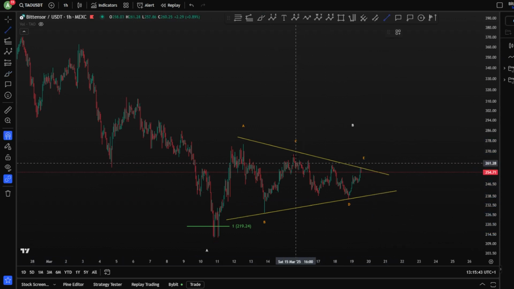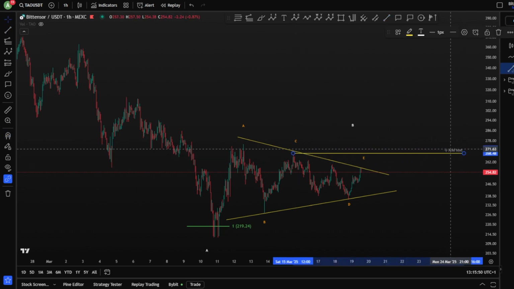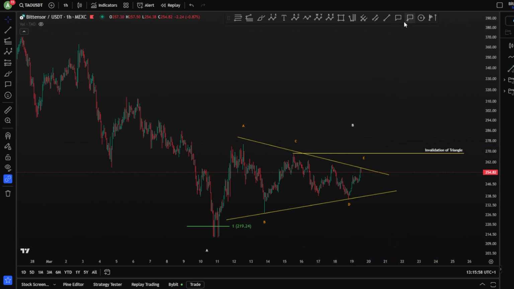Now, what is the key level for the bullish scenario? The key level for the bullish scenario is this invalidation, starting from here. So invalidation of a triangle. But does it mean bullish? No, of course not yet. But it is a possibility that it starts to switch the possibilities for bullish, by taking the high.